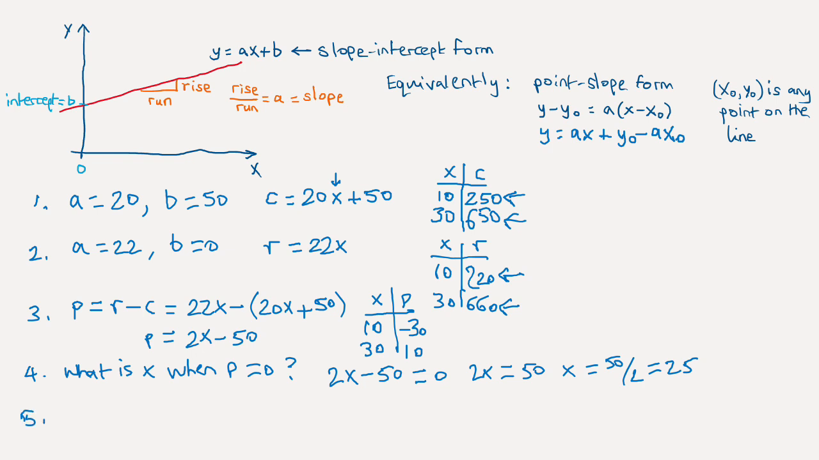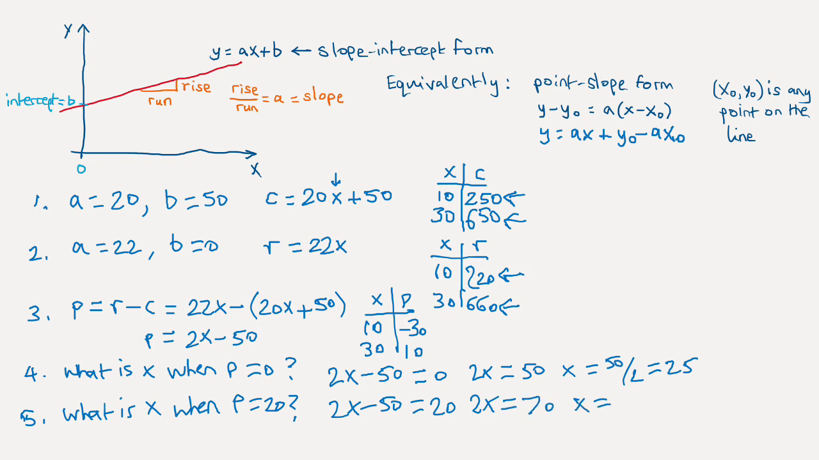But we probably want to make a profit. So let's suppose our profit target is 20. What would x have to be to produce a profit of 20? So now we just set 2x minus 50 equal to 20. So now we're going to have 2x. If I move the 50 to the other side, I'll have 70. So now x is 70 divided by 2, so that's 35.